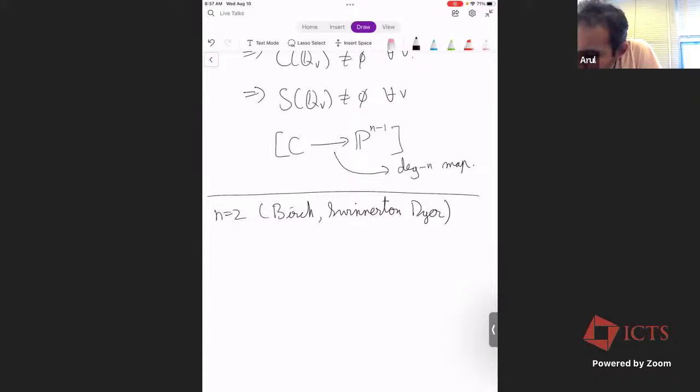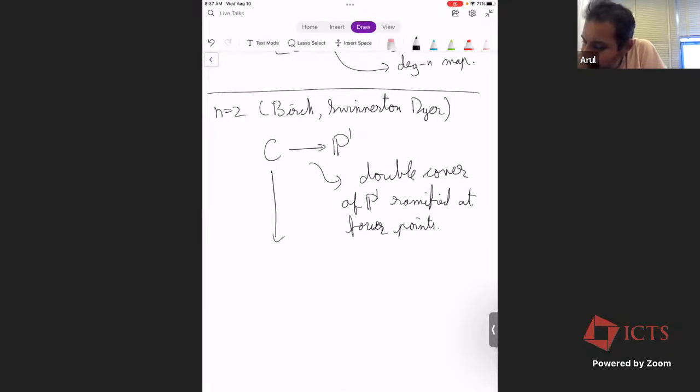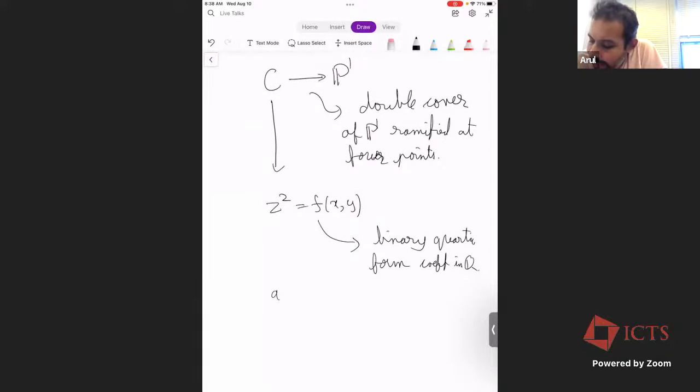And so when n is equal to 2, you get a genus 1 curve with a degree 2 map to P^1. So this is a double cover of P^1 ramified at 4 points. So in particular, C can be represented by the equation z^2 = f(x, y), where f(x, y) is a binary quartic form with coefficients in Q. So it's of the form ax^4 + bx^3y + cx^2y^2 + dxy^3 + ey^4. a, b, c, d, e are rational numbers.